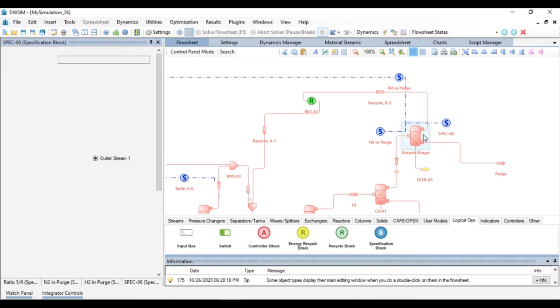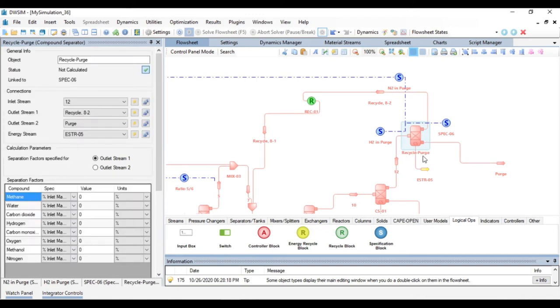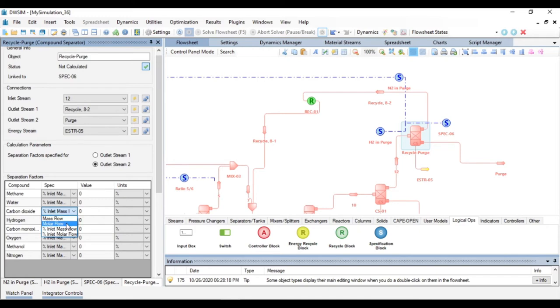Now, we will define the calculation parameters for the recycle purge. So, the separation factors is specified for the outlet stream 2, because the purge is in the outlet stream 2. Now we will define our width. The spec value here is the molar flow of the carbon dioxide, hydrogen, and the nitrogen. Okay. So the units are in moles per second.